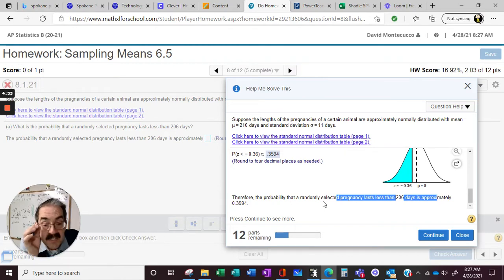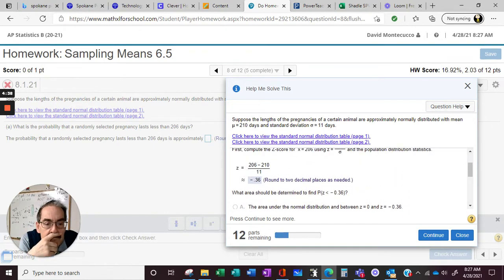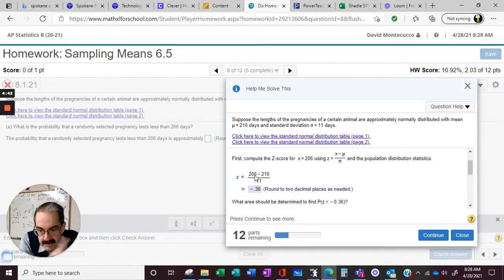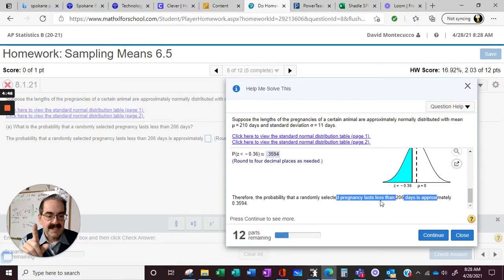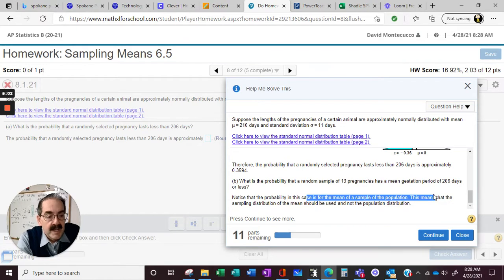Therefore, the probability for the 206, that's how we got this. So the probability that it'll last less than 206 days is 0.3594. What is the probability a random sample of 13 pregnancies has a mean gestation of 206 days? Notice that the probability in this case is for the mean sample of the population. This means that the sample size should be used, not the population distribution. And that's that whole vocabulary piece.